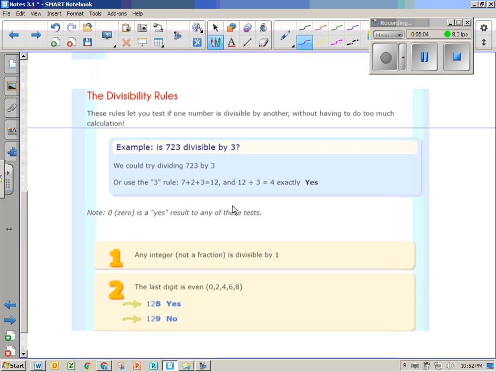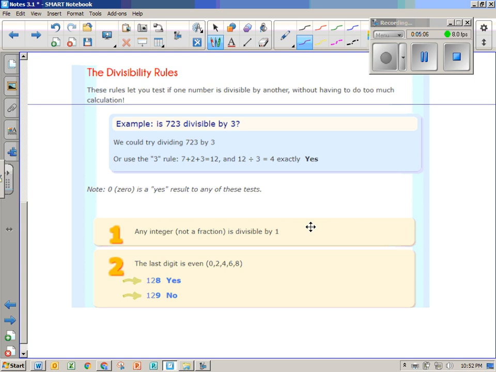Now we're going to talk about the divisibility rules. The divisibility rules may or may not be something that you've heard of before. Some of them for sure, but some of them may be new. The divisibility rules just help us determine if numbers are divisible by another, meaning a number is divisible if it divides evenly. In other words, no remainder.